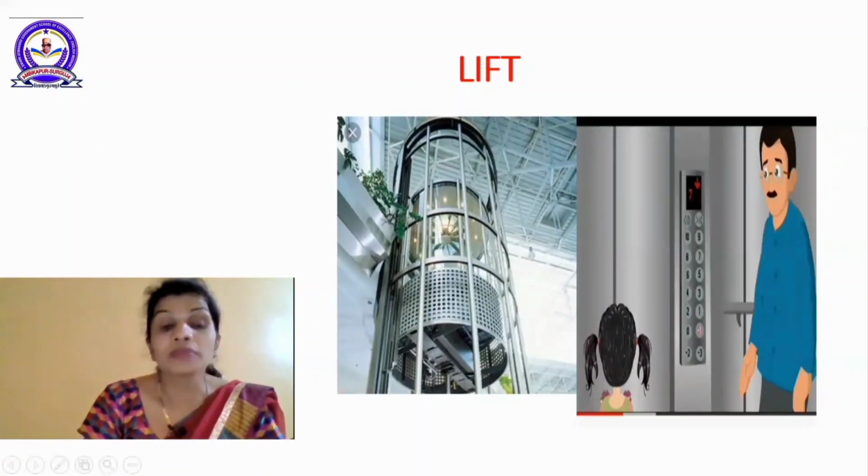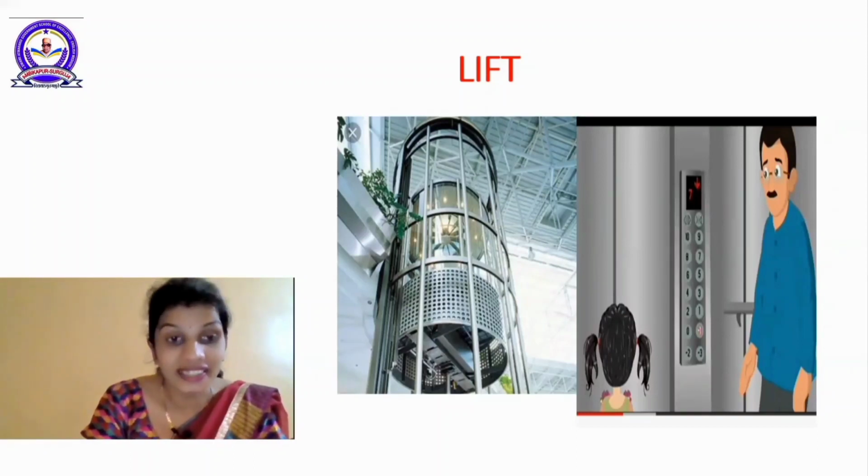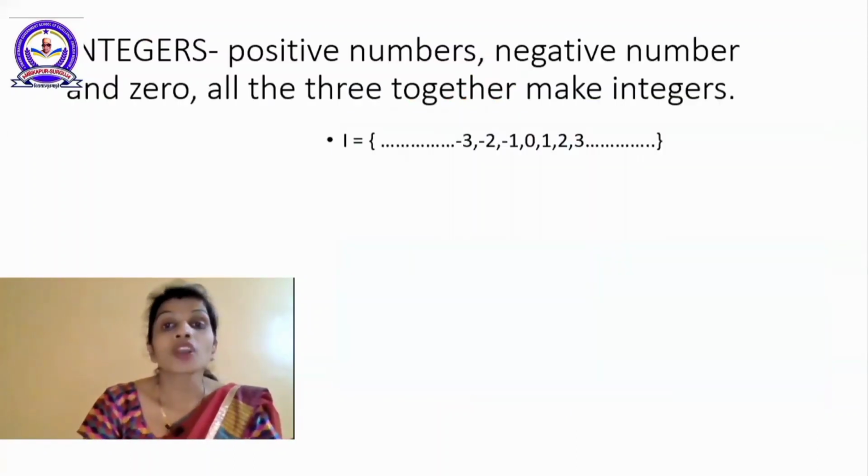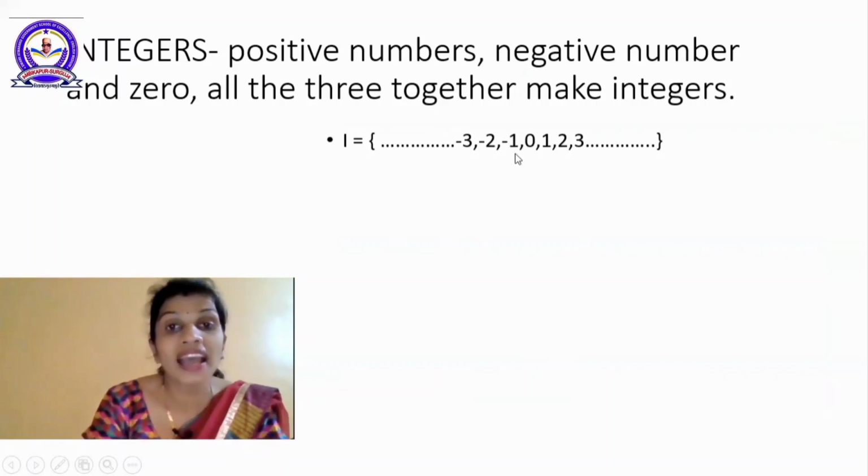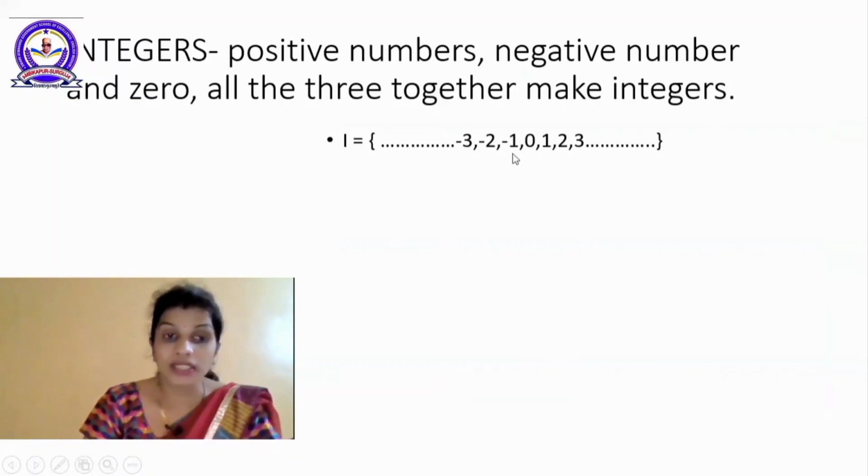And these numbers are known as integers. So positive numbers, negative numbers, and 0, all three together make integers. It is denoted by the capital letter I. Now you see here, I've written -3, -2, -1, 0, 1, 2, 3. These all are integers, where negative, positive, and 0 are there.